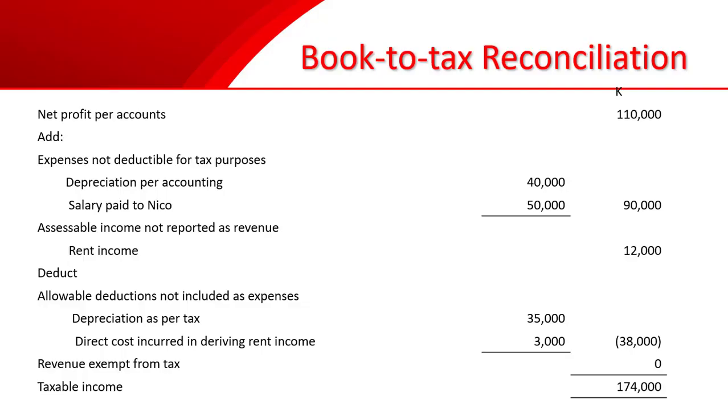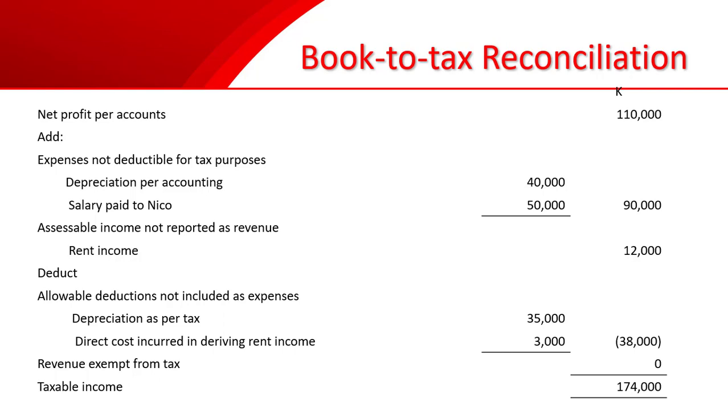So let's talk about the book to tax reconciliation. As you can see here, we started off using the amount we derived from the calculation of accounting profit. Then we have to add expenses not deductible for tax purposes. That will be depreciation per accounting, which is 40,000. As we know from the additional note, it was mentioned that the depreciation as per tax will be 35,000.